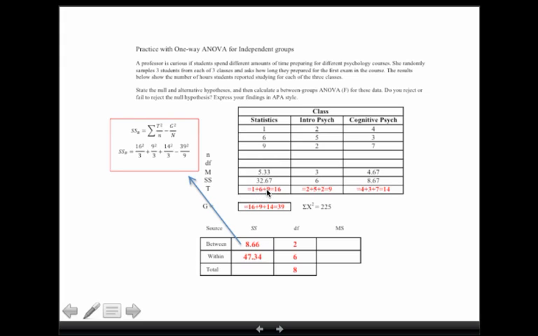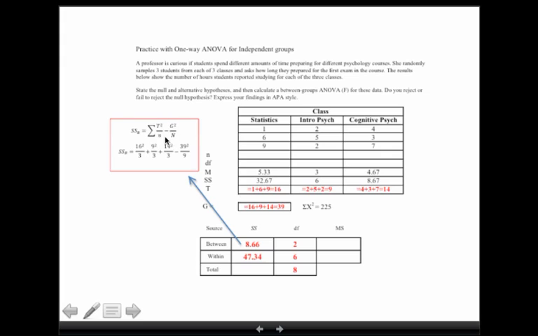1 plus 6 plus 9 is 16. For intro psych, that's 9. For cognitive psych, it's 14. And then G, you get just by adding up these T values. So T is the sum of the data points for a condition or a level. G is the sum of all of the data points. So you can see I took 16, 9, and 14. I added those up and I got 39.